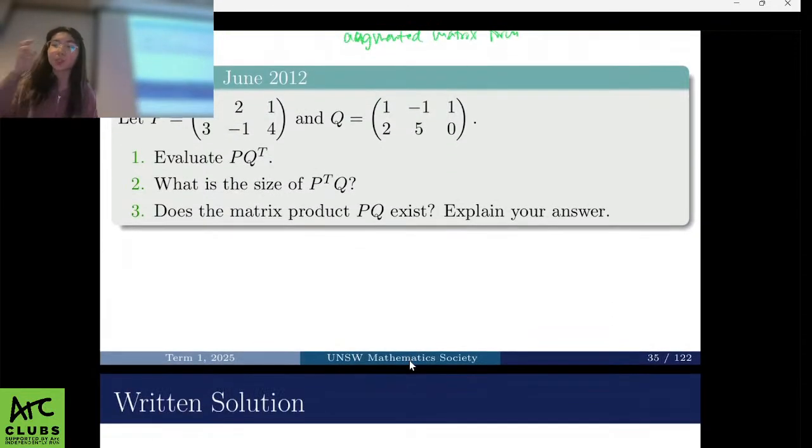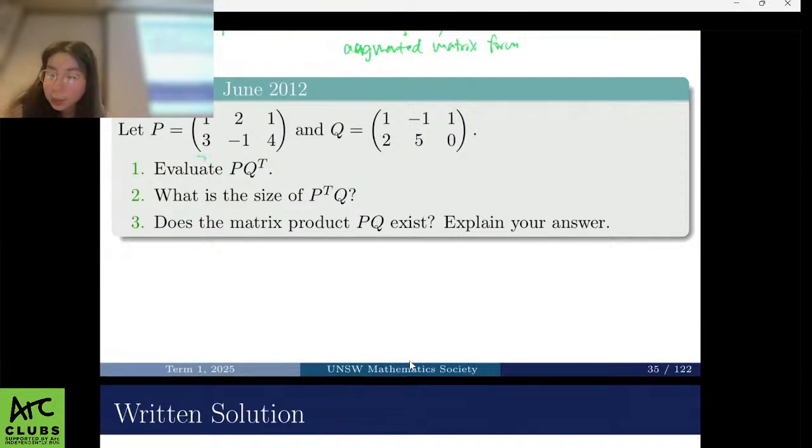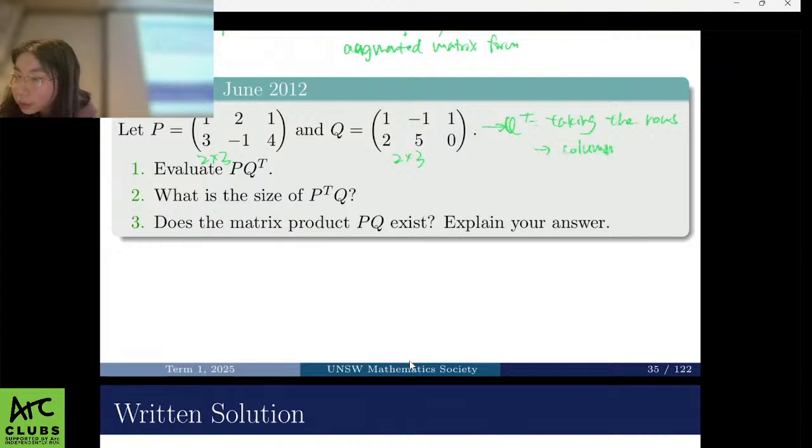So we'll move on to a question that involves some different operations on matrices. Here we have two matrices, P and Q, where P is a 2 by 3 matrix because we count the number of rows first, which is 2, and we have 3 columns, and Q is also a 2 by 3 matrix. First, we want to evaluate P times the transpose of Q. Just a quick revision: for the transpose Q^T, we're taking the rows and making them the columns in our new matrix. Essentially, we're taking the columns and making them the rows.